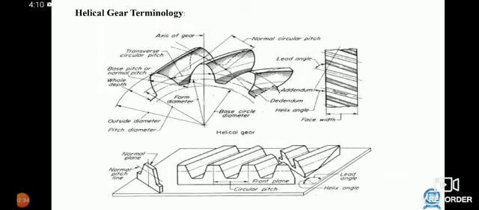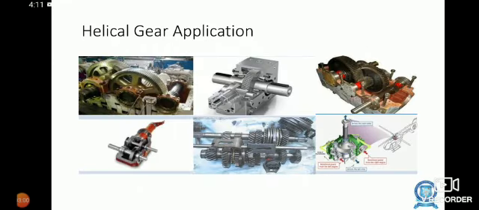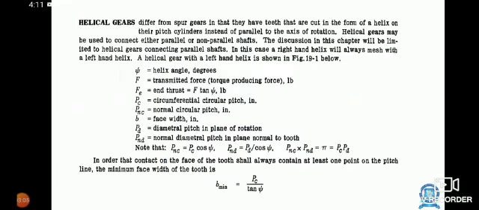Helical gear terminology: axis of gear, transverse circular pitch, base pitch or normal pitch, whole depth, form diameter, base circle diameter, outside diameter, pitch diameter, helix angle, addendum, dedendum, lead angle, normal circular pitch, face width, front face, circular pitch, normal pitch line, normal plane. These are some of the helical gear applications in industry.